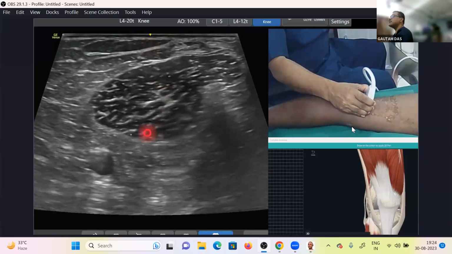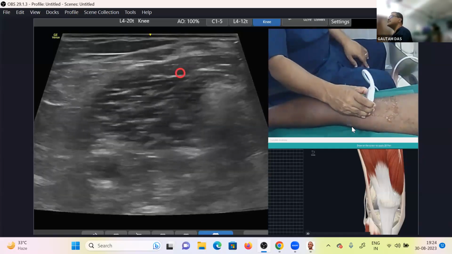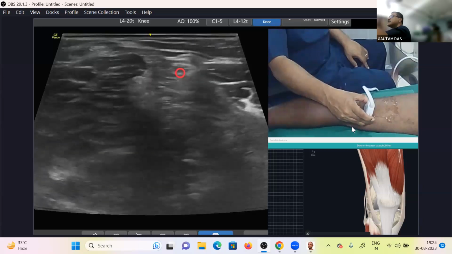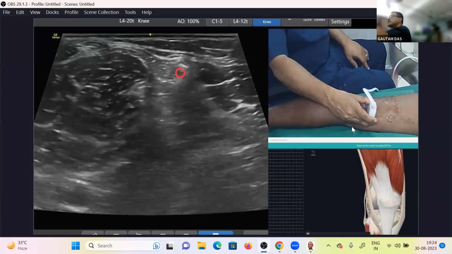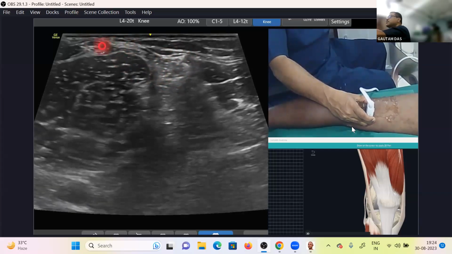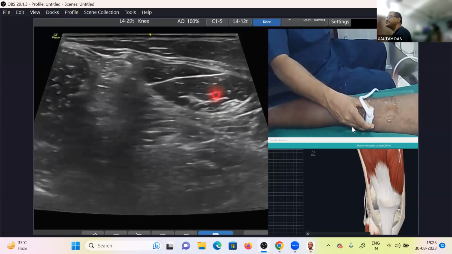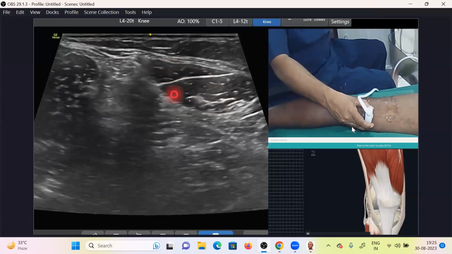This is your semitendinosus. If I'm going more medial, you see, there will be another muscle. This one. This is your gracilis muscle. So this was semitendinosus, partly muscular, partly tendinous. This is the gracilis. And if I'm going more here, what is this muscle? Can you say? Sartorius. Yes, very good.